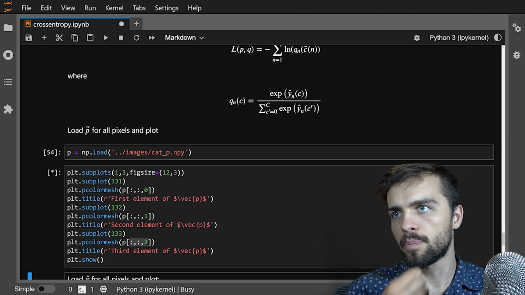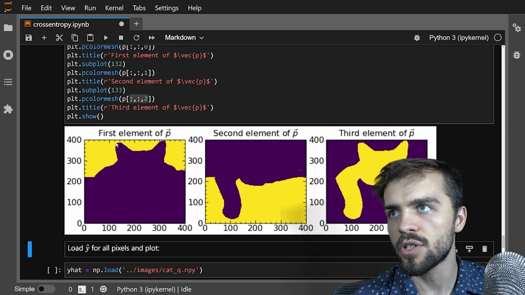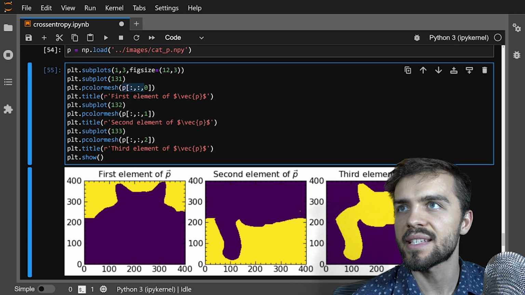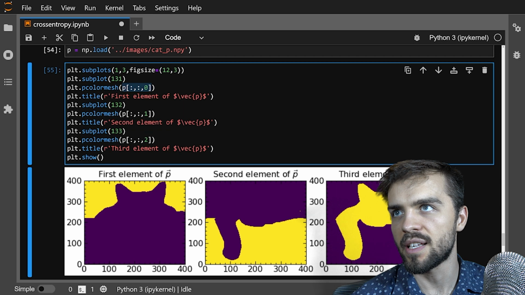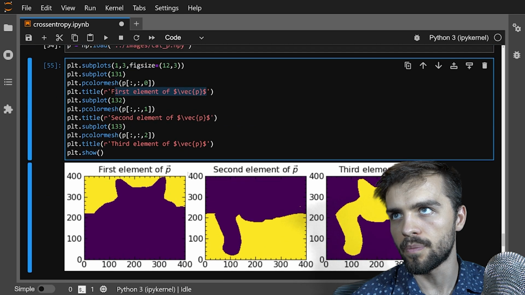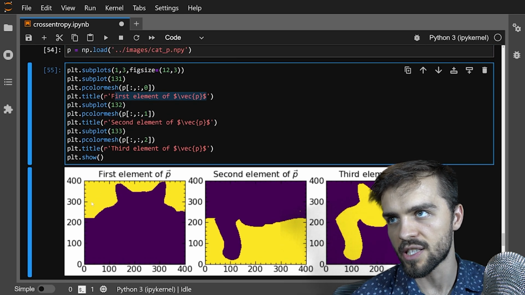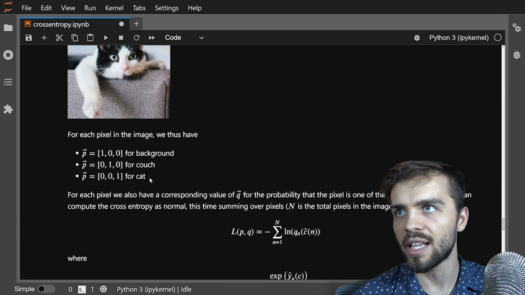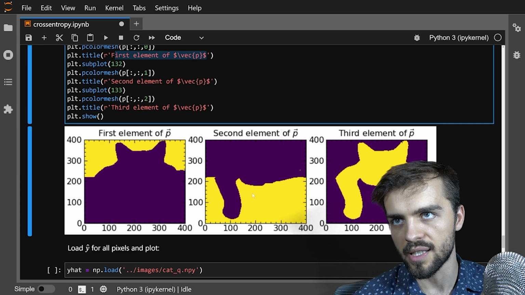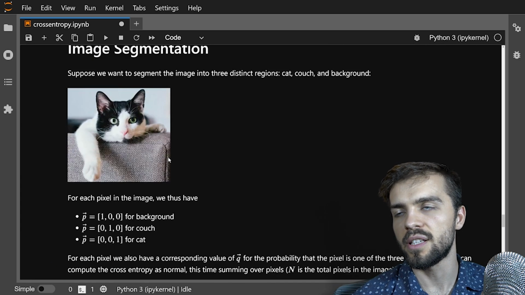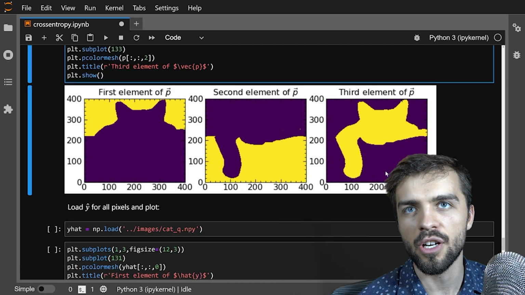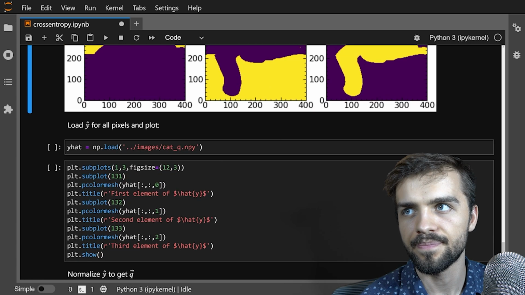So we'll load P here and we'll plot, and I'll describe what this means. Here's all the pixels in the image. And in this first plot, I'm plotting this thing here. This says, give me the first element of the vector P for all the different pixels. So the first element is 1 here. This is the background, and 0 elsewhere. Remember, the second element of P is the couch. So it's 0 everywhere except for the locations of the couch. That's this yellow region here corresponding to the couch in this image. And then the third element of P is cat. So these are all the cat pixels, 0 outside the cat and 1 inside the cat.